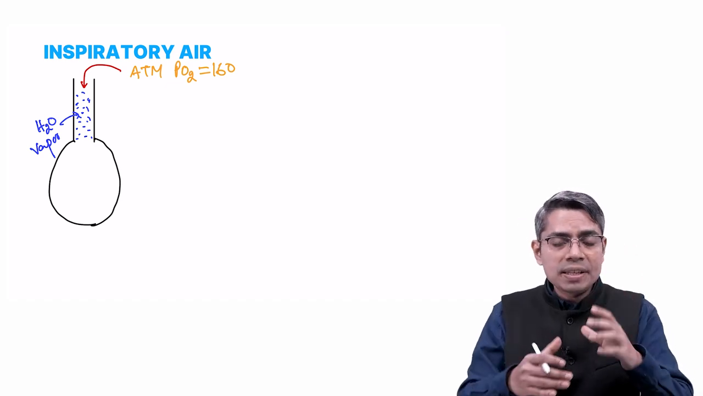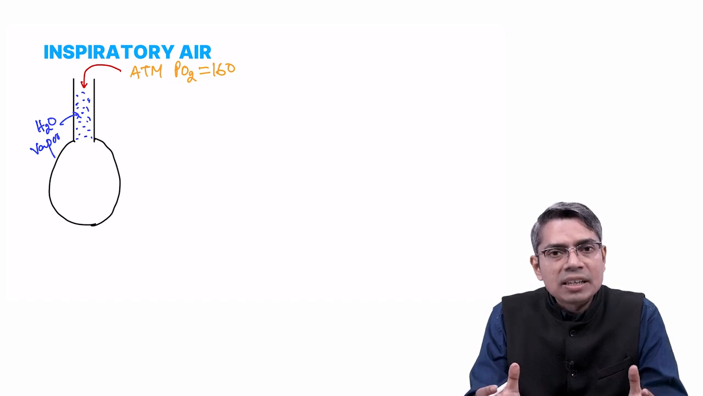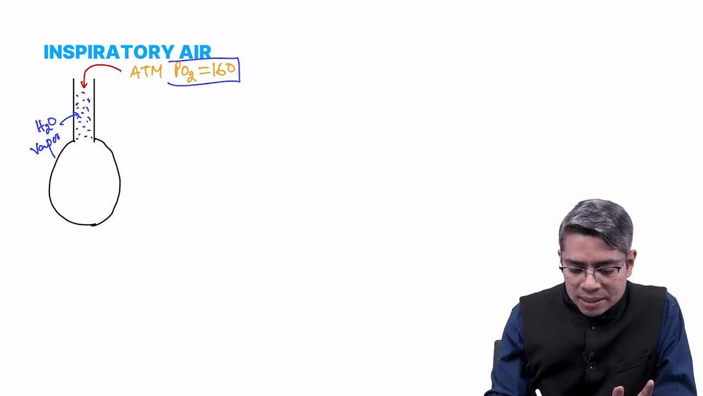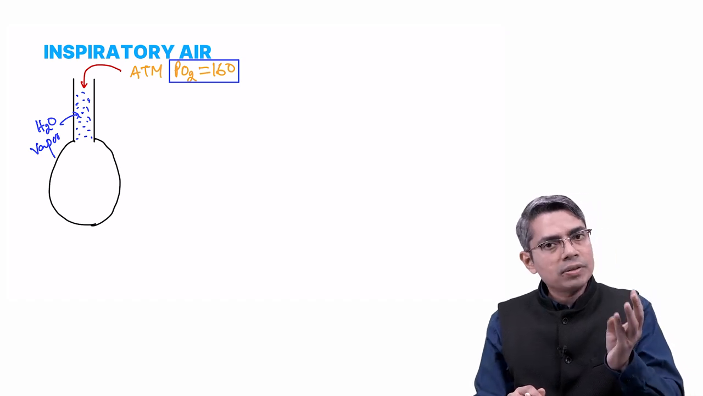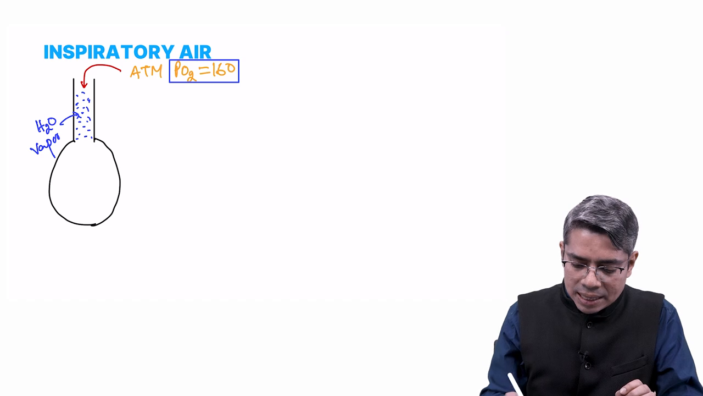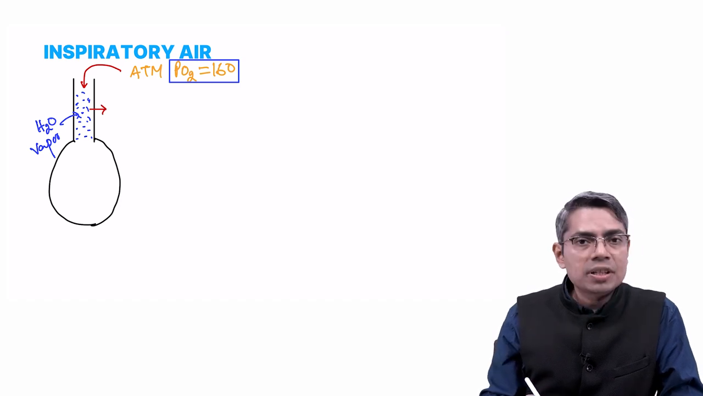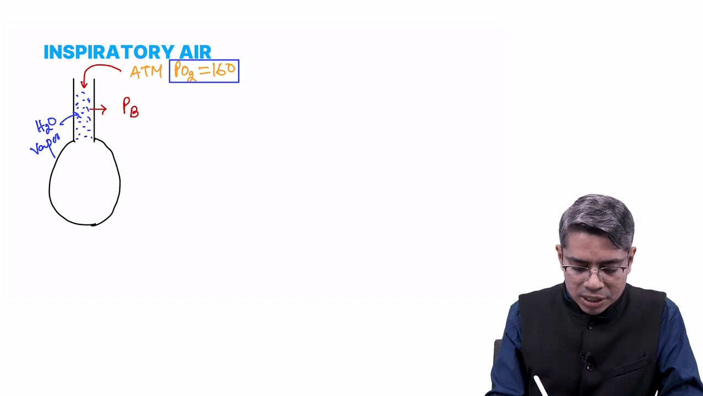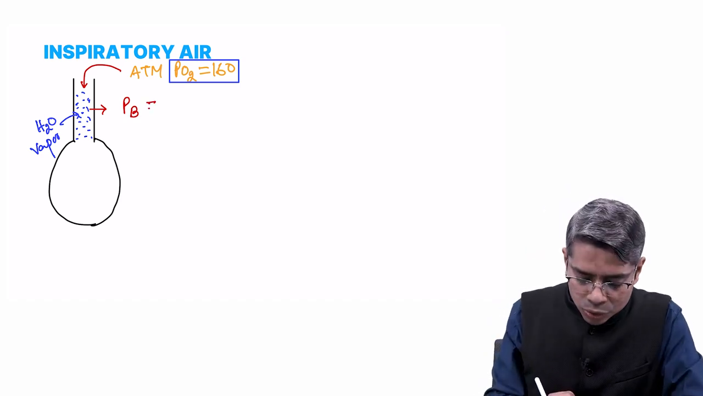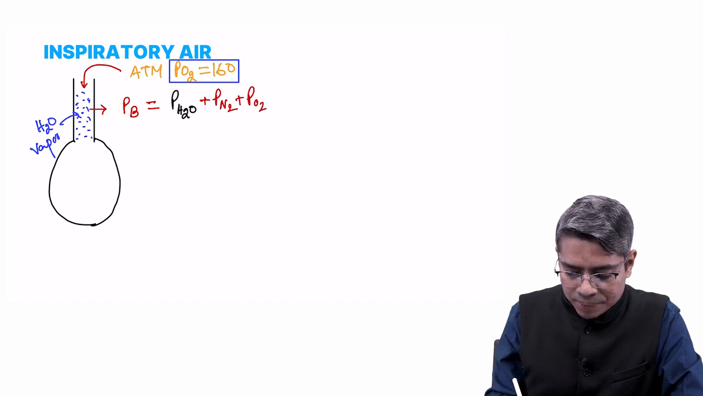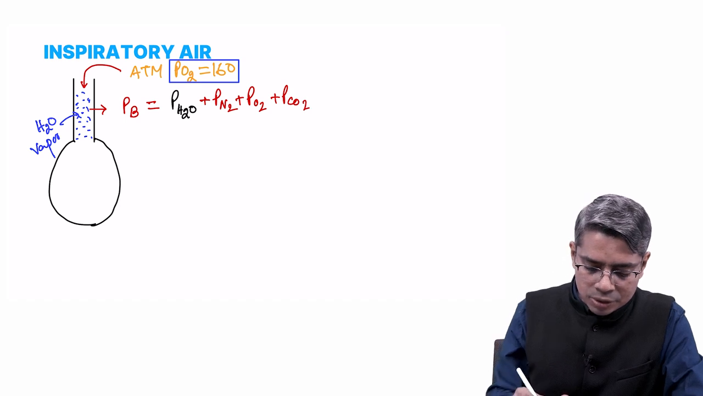Whenever the water vapor is added up in the conducting zone, remember that water vapor is a kind of gas. Earlier there were 3 major component gases in the atmospheric air: nitrogen, oxygen, carbon dioxide. Now, when the air is entering the conducting zone, do you think the total barometric pressure is going to change? The answer is no. The total pressure will remain the same. But now this total pressure will be equal to the partial pressure of water vapor plus the partial pressure of the other gases, that is nitrogen, oxygen and carbon dioxide. Got it? So this is very easy to understand.